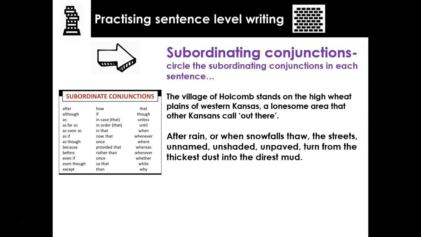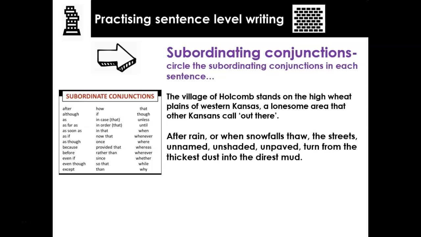Okay, here we go. The village of Holcombe stands on the high wheat plains of western Kansas, a lonesome area that other Kansans call out there. Brilliant. Did you get it? Yes, it's the word that. There you go. That is our subordinating conjunction. So we circle that. That just shows subordinating conjunction in use.